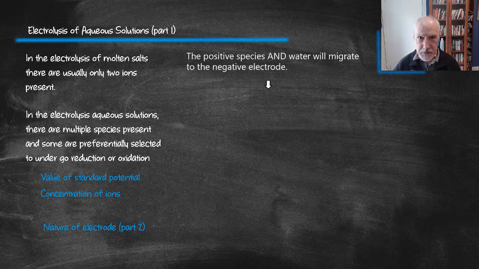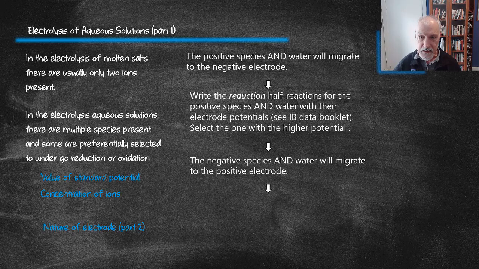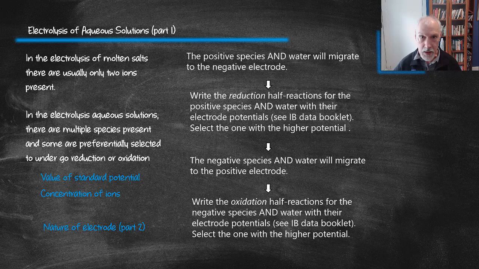A generic approach we can use to attack these problems first begins with identifying the positive species and water. They will both migrate to the negative electrode. There they will undergo reduction, and the reactions for these are in our IB data booklet. We select the one with the higher potential. The negative species and also water can migrate to the positive electrode, and there they can lose electrons and undergo oxidation. These reactions are also in our IB data booklet, but we need to reverse them to represent oxidation and select the one with the higher potential.